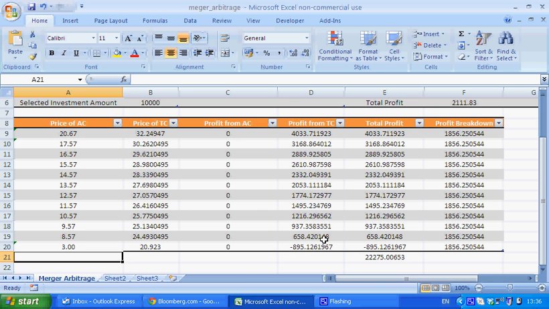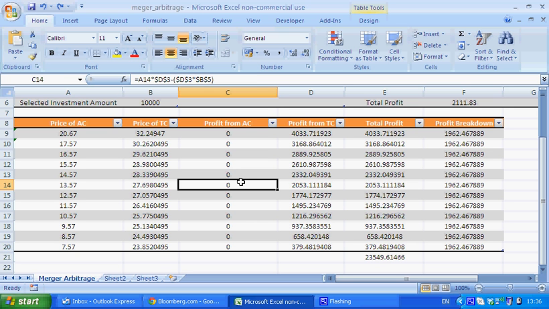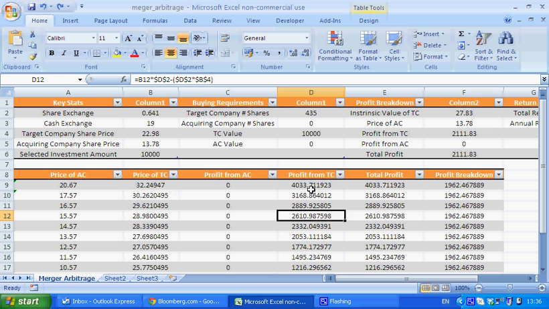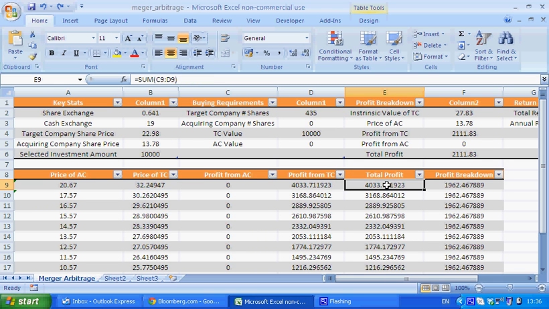Arbitrage, we want to make a profit no matter where the price goes. So how do we do that? Well, first, if we just finish off this table, we can see that the profit from TC is just common sense. It's the intrinsic value minus the target price and times by the amount of shares. And total profit is just the profit from AC plus the profit of TC. That's perfectly fine.